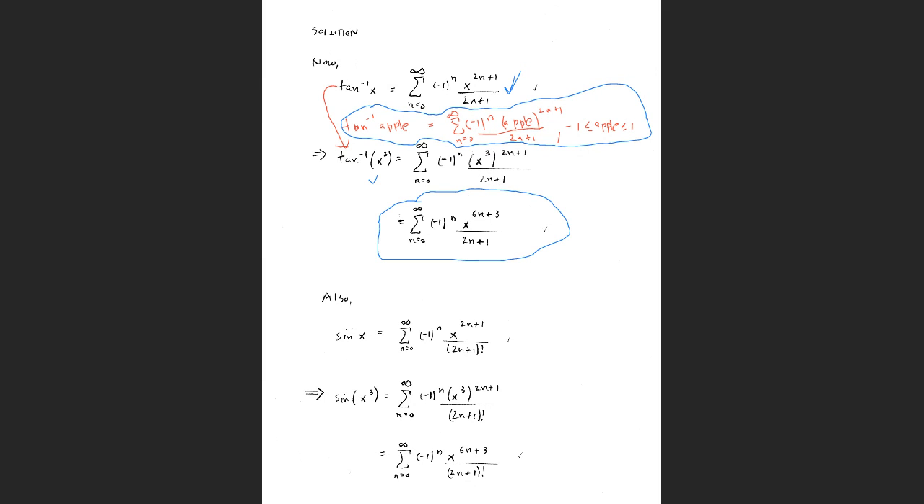And I can do a similar thing for the sine of x. We know the power series for the sine of x. From there, I can get the power series for the sine of x cubed. Recall that in my integrand, I had the sum of the arctangent of x cubed plus the sine of x cubed.